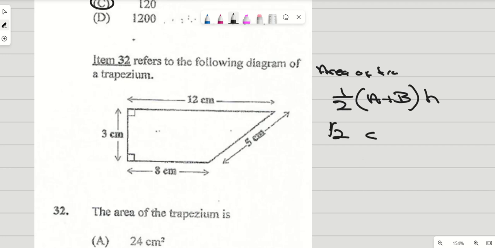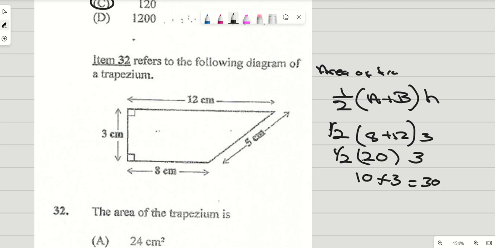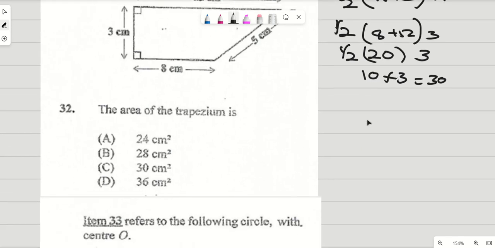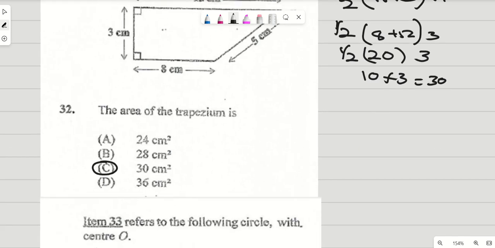a plus b would be 8 plus 12. That's the opposite parallel sides, and your height is 3. So that's a half times (8 plus 12), which is 20, multiplied by 3. That is 10 multiplied by 3, which equals 30. So your answer is 30, which is C.